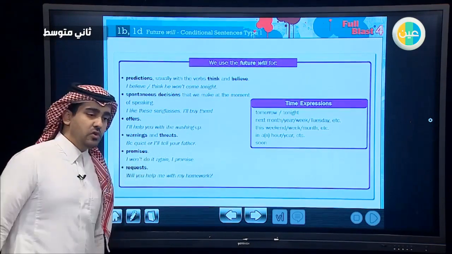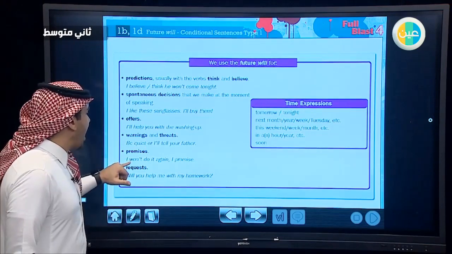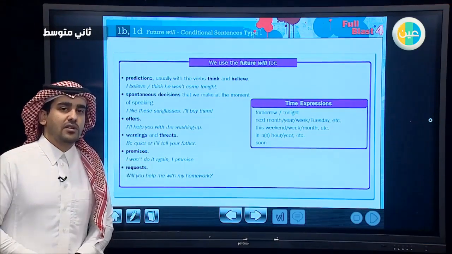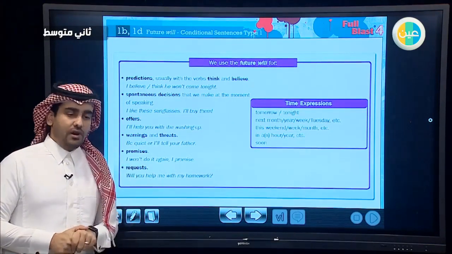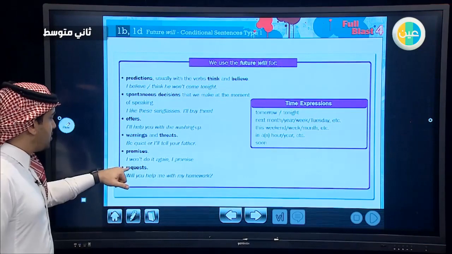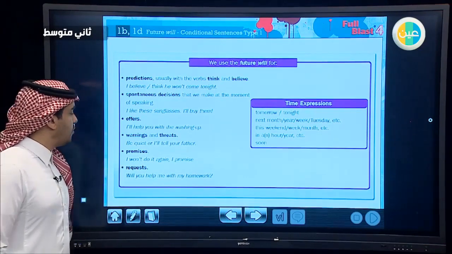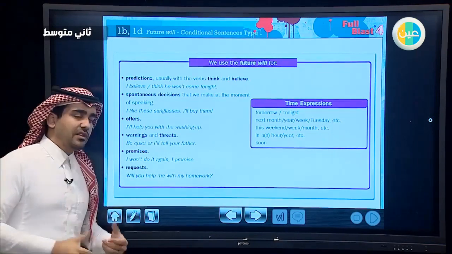Another use for future will is with promises. مع الوعود. Promises. I won't do it again. I promise. I won't do it again. This is the short form of I will not do it again. Okay, so this is a promise. The next use of future with will is with requests. Okay, so requests اللي طبعا الطلبات.